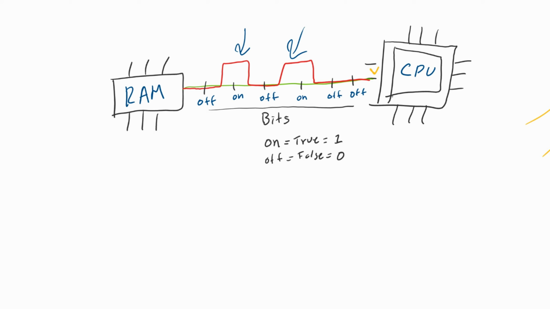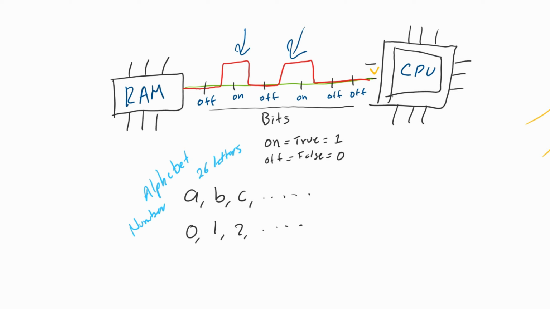With that in mind, and remembering back to Morse code, we're able to represent anything we want by using this sequence of ons and offs. So for example, we have the alphabet. We have A, we have B, we have C, and so on. And this is, of course, the alphabet. And the alphabet has what? The alphabet has 26 letters. And then we also have digits. We have 0, 1, 2, and so on. And of course, this is the number system. And we have 10 digits.